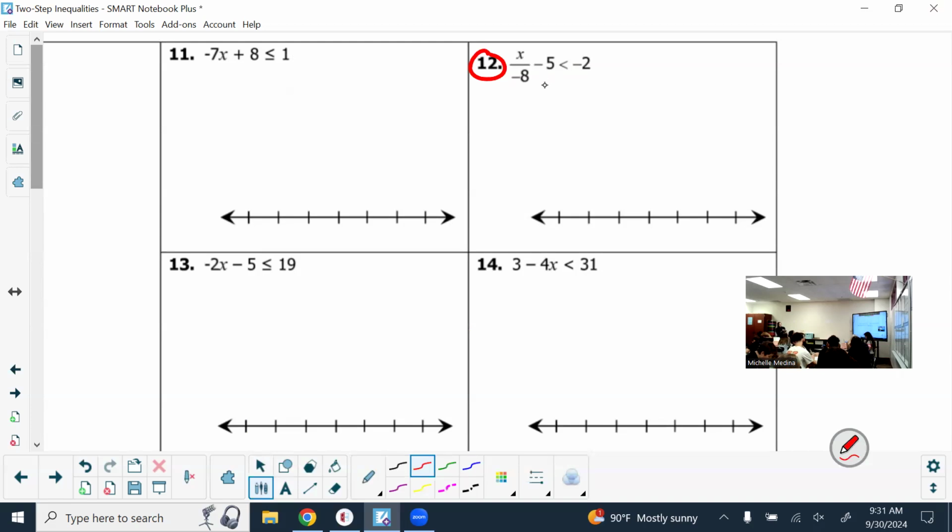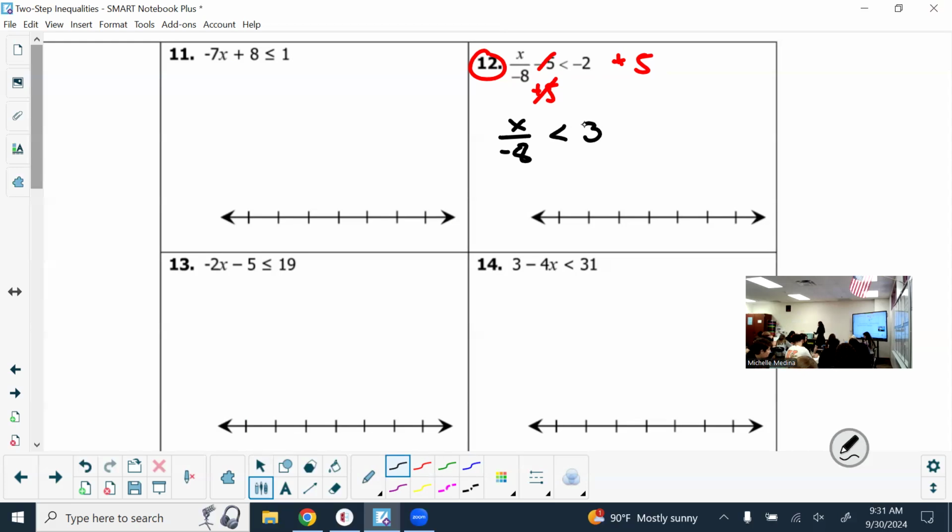Good, and how would I cancel it out? So we're first going to add 5 to both sides to make this -5 cancel. So I get x over -8. Class, do I need to flip the sign when I add? No, then just copy it over. We're not flipping the sign when adding. And then what's -2 plus 5?